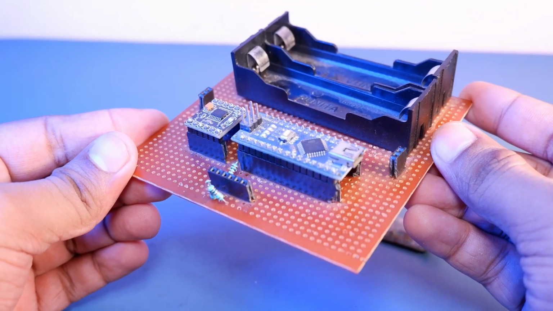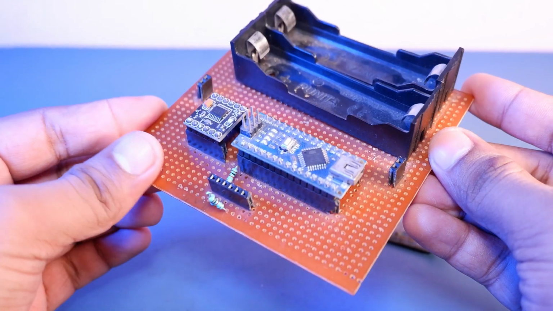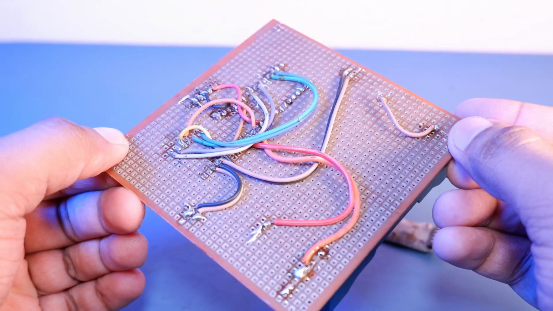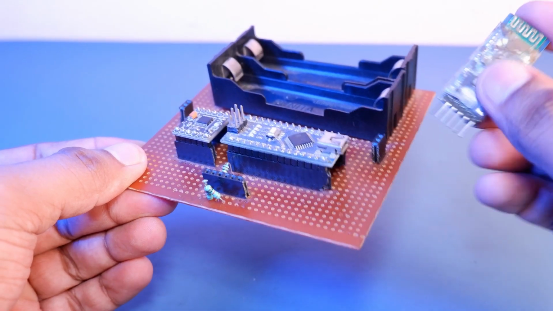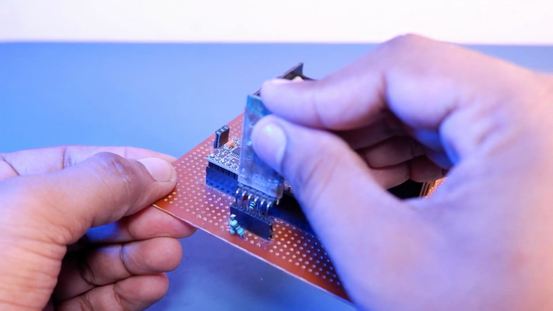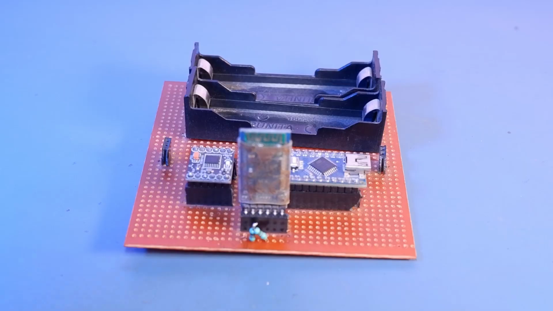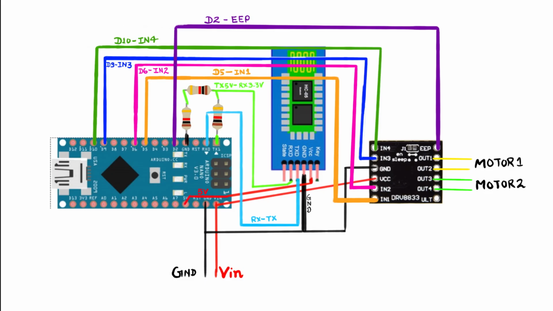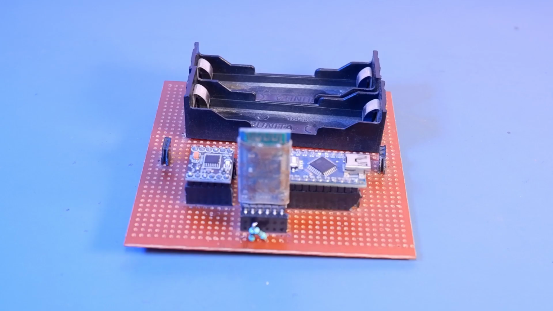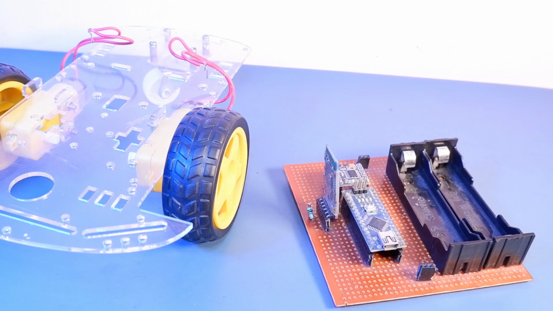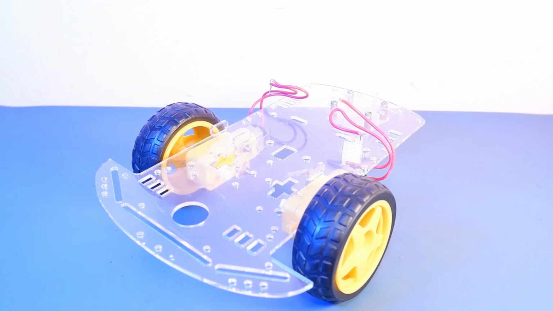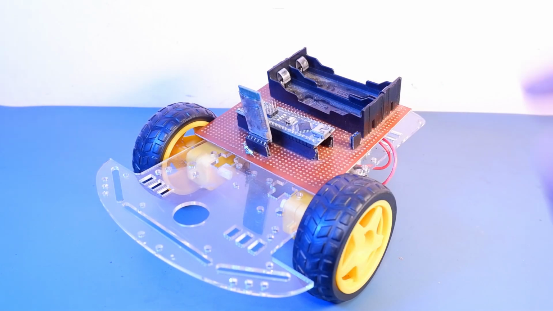So I have already soldered the Bluetooth wires at the back of the PCB to the Arduino. Now the only thing we need to do is to put the Bluetooth module HC05 into place. Similarly, you can follow the shown schematics and connect Arduino, motor driver, Bluetooth module and battery holder together on a single PCB.